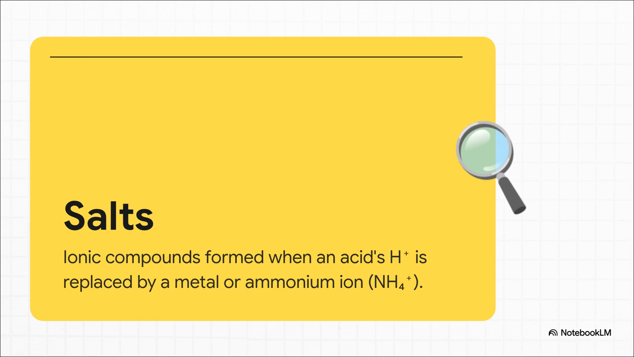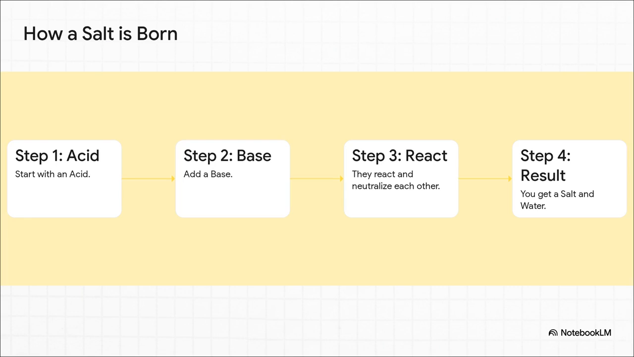I mean, regular old table salt, sodium chloride, is the most famous one, but believe me, there are thousands and thousands of others. So how does this happen? It's all through a process called a neutralization reaction. It's a super simple 4-step story. You start with an acid, you add a base, they react, and they neutralize each other's properties. And what do you get at the end? A salt and, almost always, water. It's like a perfect chemical peace treaty.